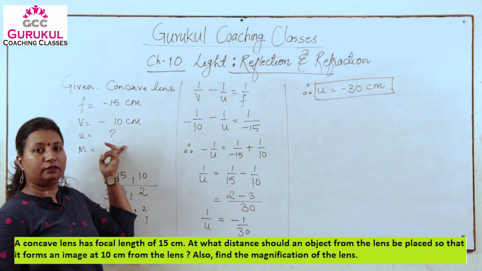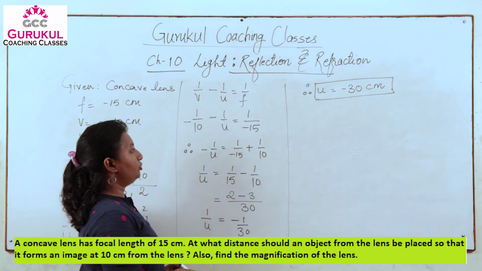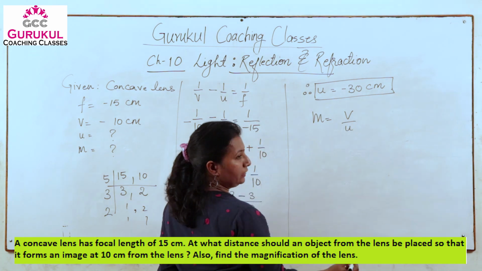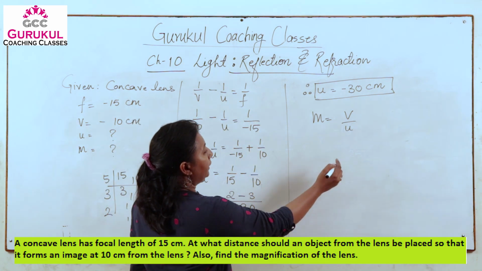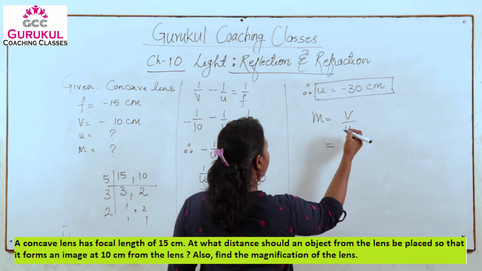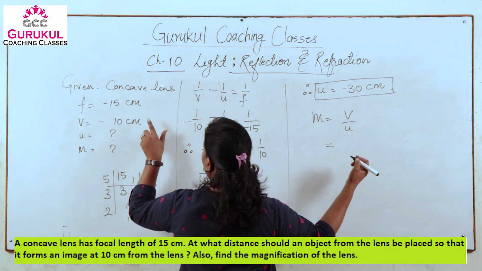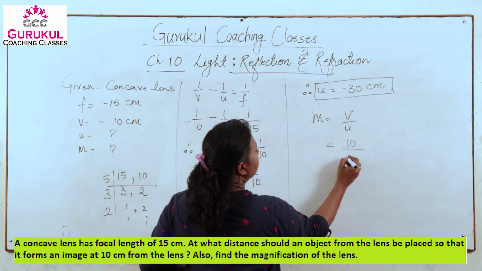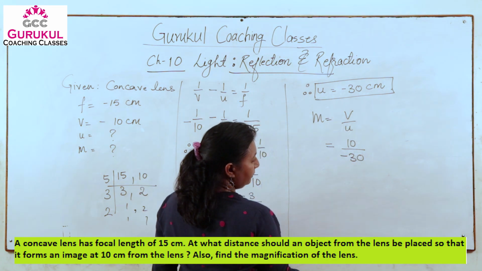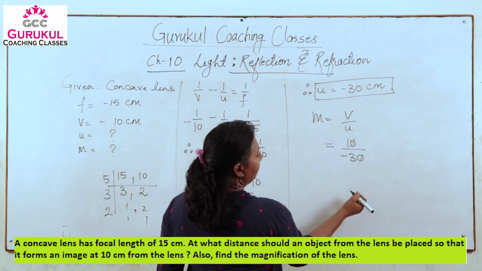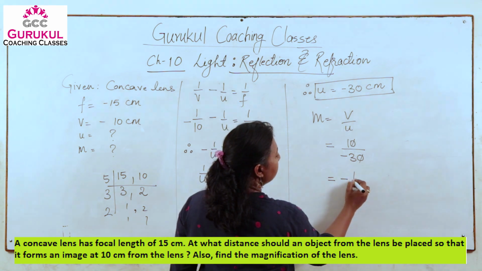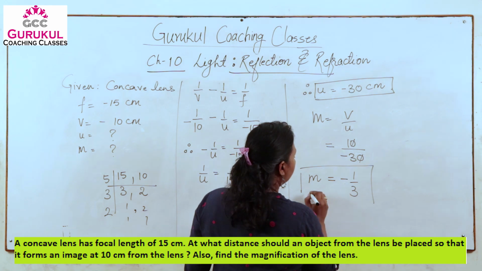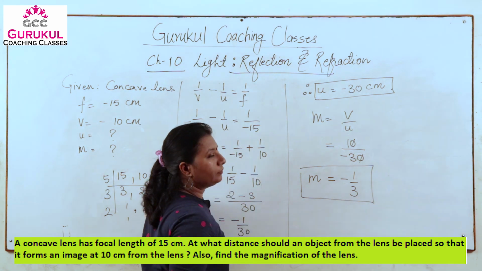Now we have to find the value of magnification. So m is equal to v by u in case of lenses, right? So we will put the value of v. It is given 10 centimeter and u is minus 30 centimeter. 0, 0 will get cancelled out. So that is minus 1 by 3. So magnification is minus 1 by 3.